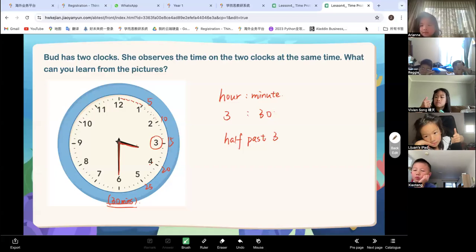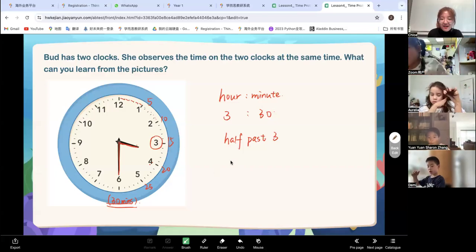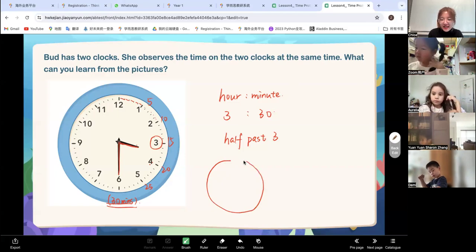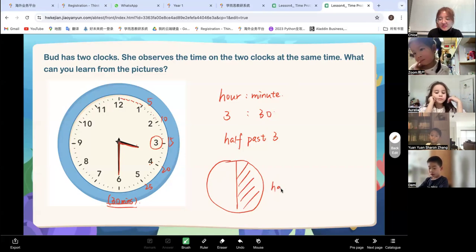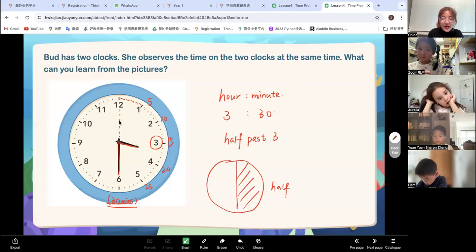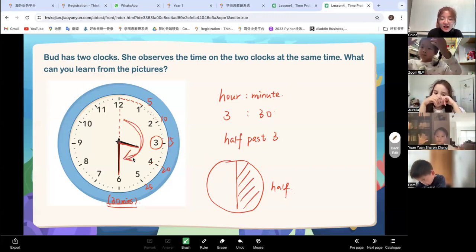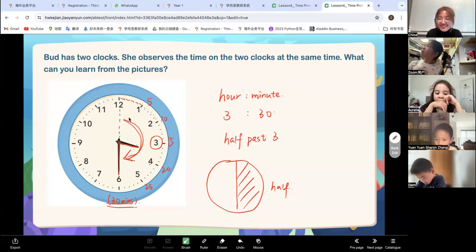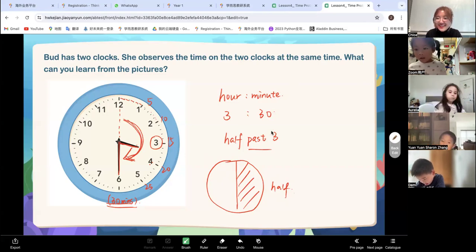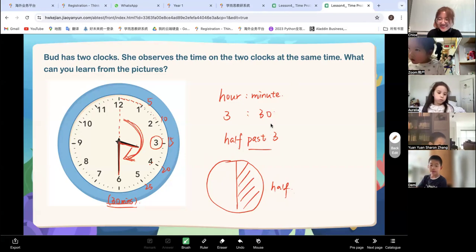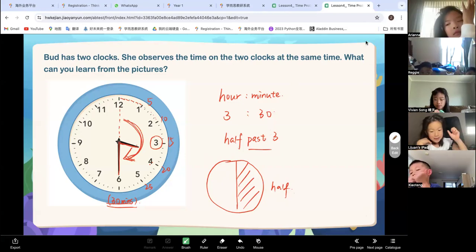Thank you, Ariana. Great. So on the clock, everyone, if you regard it as a circle, this part will be half of the circle, right? So now can you see? For the minute hand, it travels from 12 to 6. That will be half of the clock. So we can see that's 3:30. Okay? Yes or no? Yes? Great. Perfect.